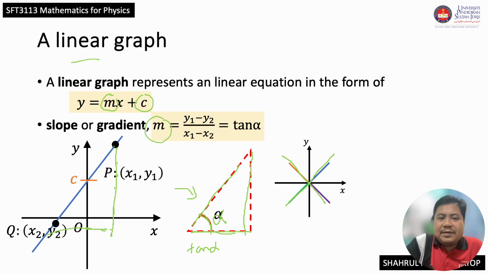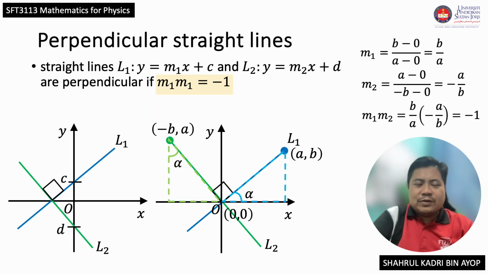Right, it can also be 0, and it can also have any number. Right, now we go to the condition where 2 lines are perpendicular on the graph. So suppose that we have a line L1 and line L2 where they are perpendicular to each other.